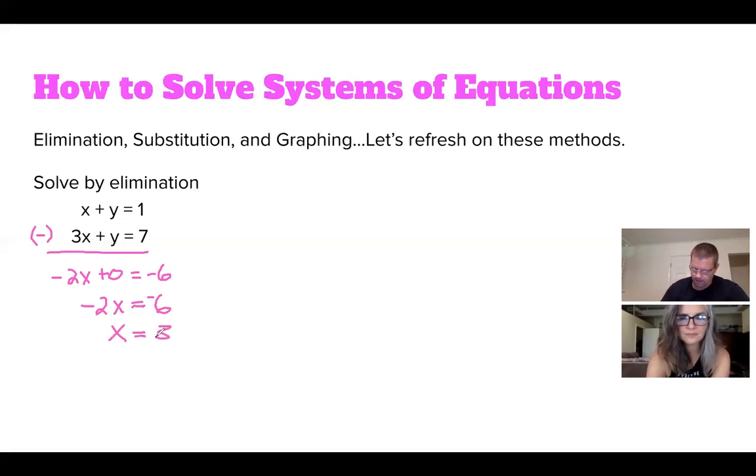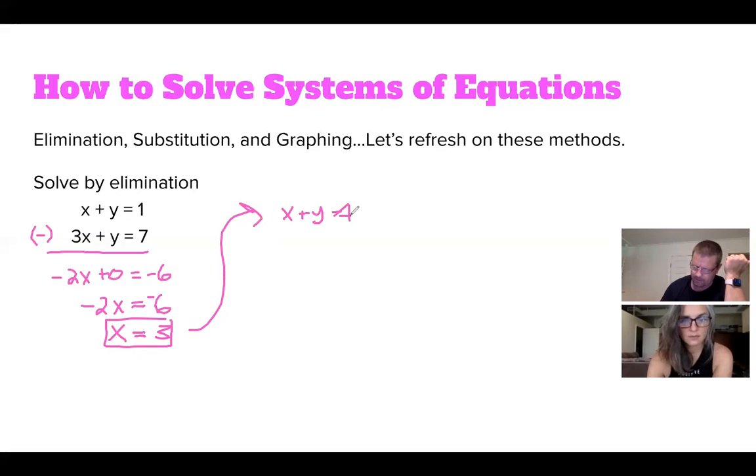Okay. Then once you have one of those, you take that value back to one of the original two equations and plug it in for x. So me being the smart guy that I am, I'm going to take this into the first equation. So I'm going to take x plus y equals 1, and I'm going to put 3 in for x and get 3 plus y is equal to 1. Right. And now when I solve that, y will equal -2.